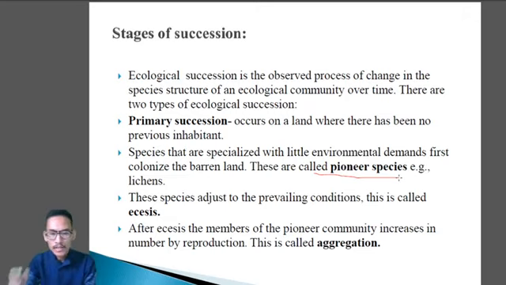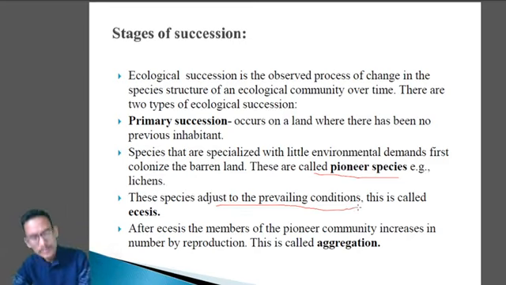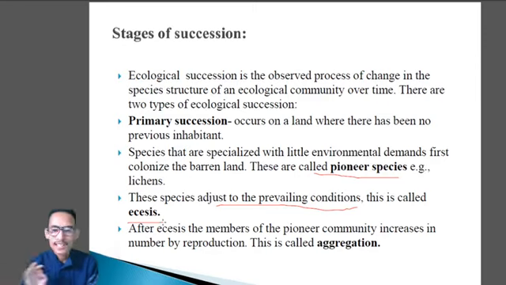Now, the pioneer community will adjust to the prevailing conditions, because they are the ones to appear on the bare area and they have to adjust to the prevailing conditions of their habitat. So it's also called ecesis, ECESIS.